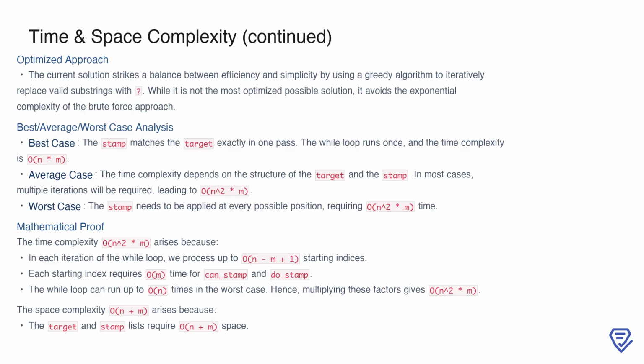The optimized approach we've implemented strikes a practical balance between efficiency and simplicity. By using a greedy algorithm, it iteratively replaces valid substrings of the target with wildcards, avoiding the exponential overhead of the brute force approach. Let's examine the best, average, and worst-case scenarios for this solution.